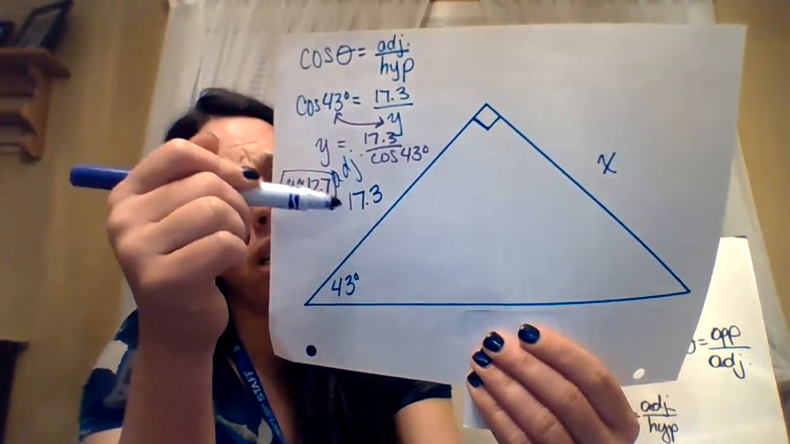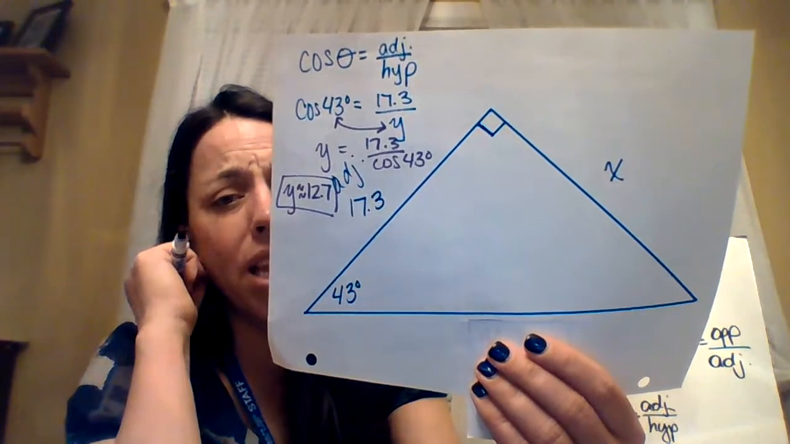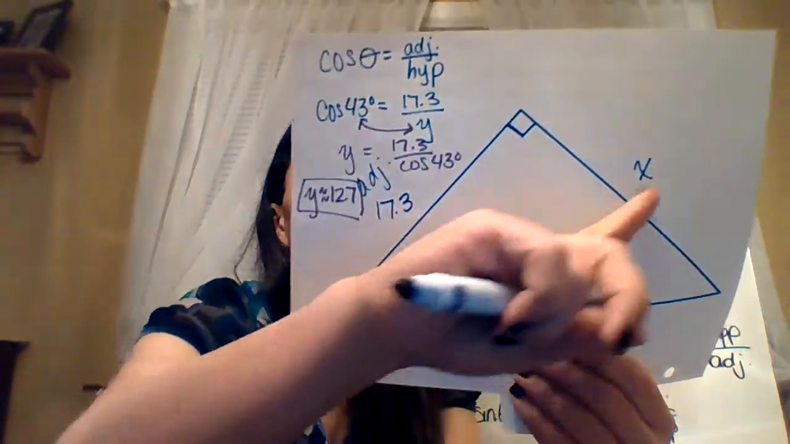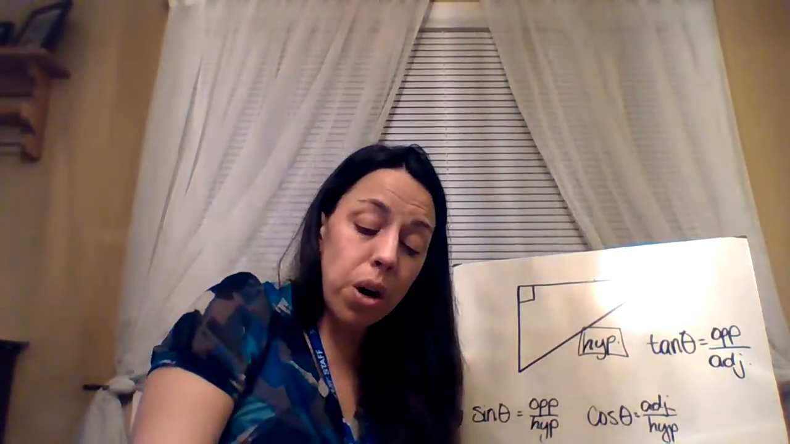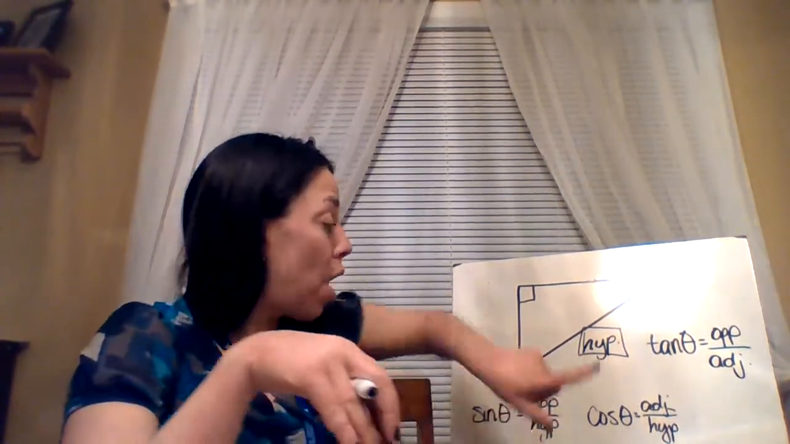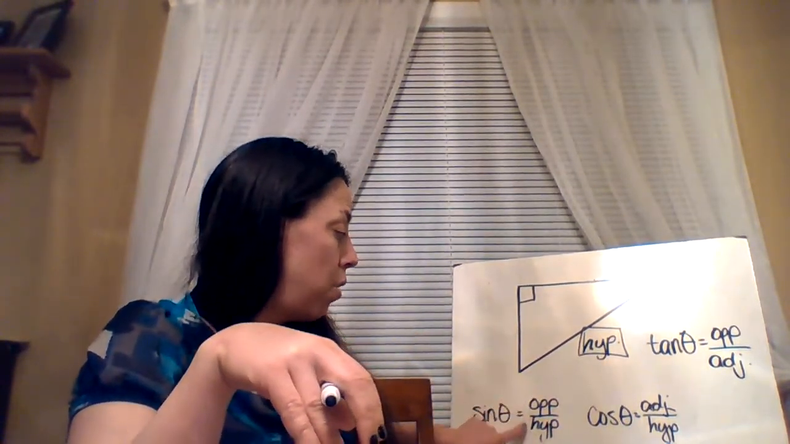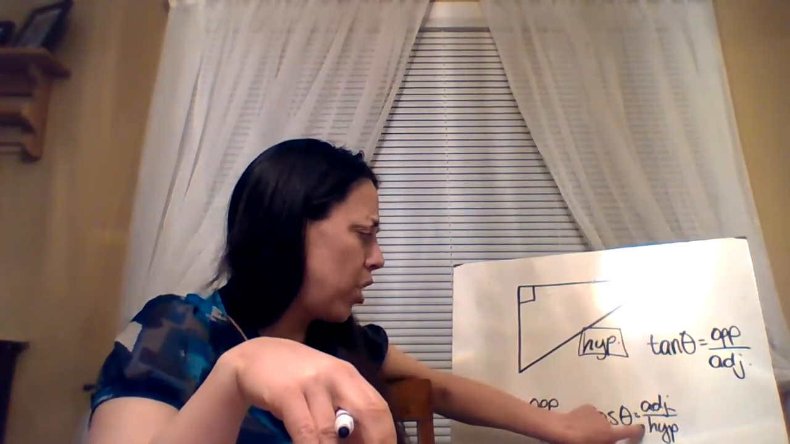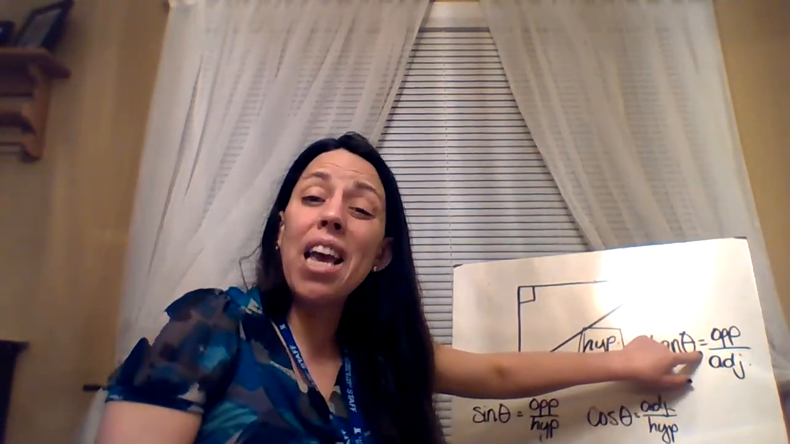I know my word adjacent is getting kind of covered up by my work right there. But would you please go across from 43? If we go across from 43, that would make this the opposite. So now I have opposite and adjacent. This is opposite and hypotenuse. Can't use it. That one had adjacent hypotenuse. So I'm going to use tangent.